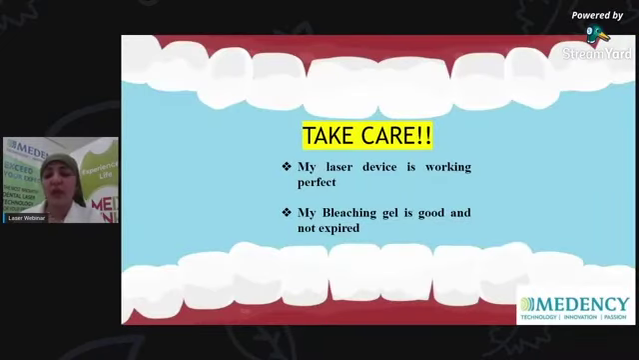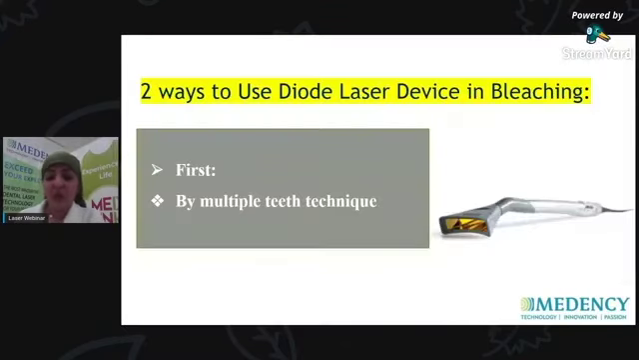Okay, before doing any bleaching with diode laser, we have to make sure that your laser device is working perfectly and the bleaching gel is good and not expired. You have 2 ways of using a diode laser device in bleaching. The first way is the multiple teeth technique, each quadrant, as we can see here in the picture. I also have here the bleaching handpiece from the companies. With this handpiece, you can bleach every quadrant. I will show you in the pictures.